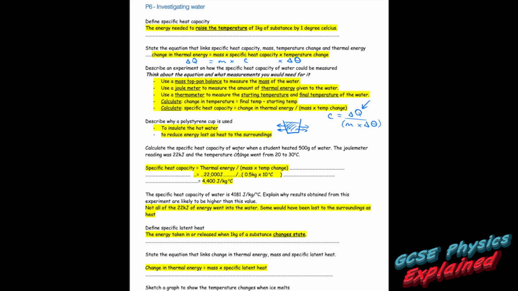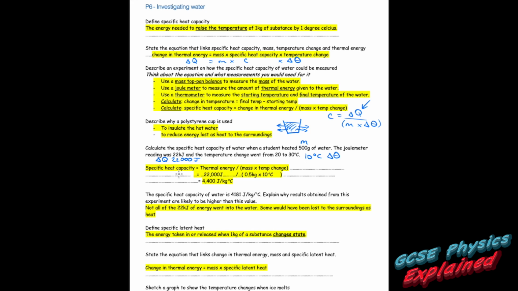Calculate the specific heat capacity of water when a student heated 500 grams of water. So that's our mass. The joule meter reading was 22 kilojoules, so that's 22,000 joules, and that's our delta Q. And the temperature change went from 20 to 30 degrees. So that change is 10 degrees. That's our change in temperature.